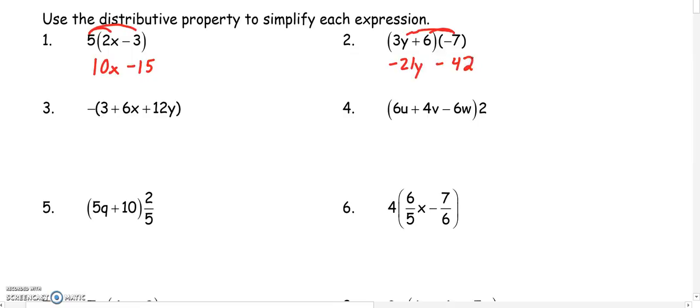In number 3, it looks like there's nothing outside the parentheses, but there is this negative sign. Remember, if there's a negative sign, it's like having a negative 1. So we're going to distribute negative 1 to each term. When you distribute a negative 1, all you're doing is changing the signs. So everything in parentheses was positive, now everything becomes negative.